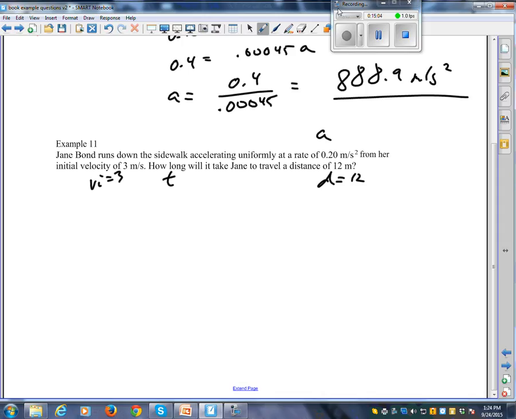We're looking for t, given d, vi, and a. Hey, this is just d equals vit plus 1/2 at squared, right? What's the d? Displacement, 12. Initial velocity is 3. Uh-oh. Do you know what's happening here?